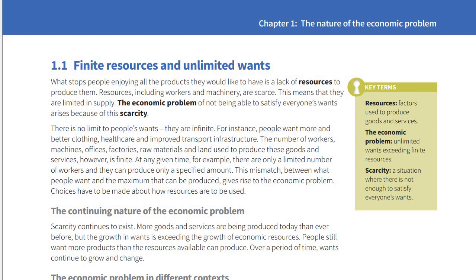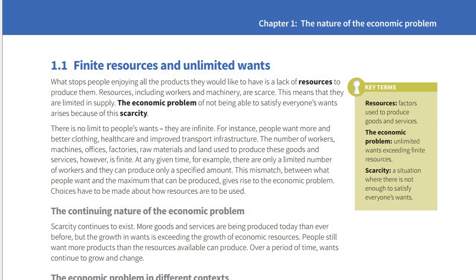Notice the other definitions given over here. We have other key terms such as resources, defined as factors used to produce goods and services, the economic problem, defined as unlimited wants exceeding finite resources, and scarcity, where we have not enough to satisfy everyone's wants. So these terms are linked together because we know that our resources are finite and limited, and because we have unlimited wants, it results in the economic problem.